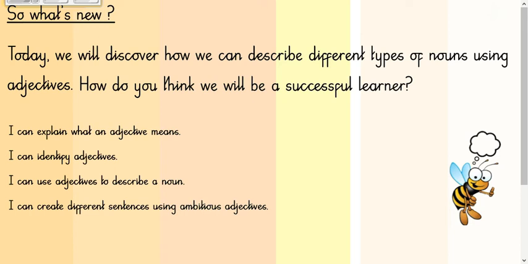How do you think you will be a successful learner? Are you going to be able to explain what an adjective means? Are you going to be able to identify adjectives? Do you think you could go on to then use some adjectives to describe a noun? Maybe you could even create some sentences using some adjectives.